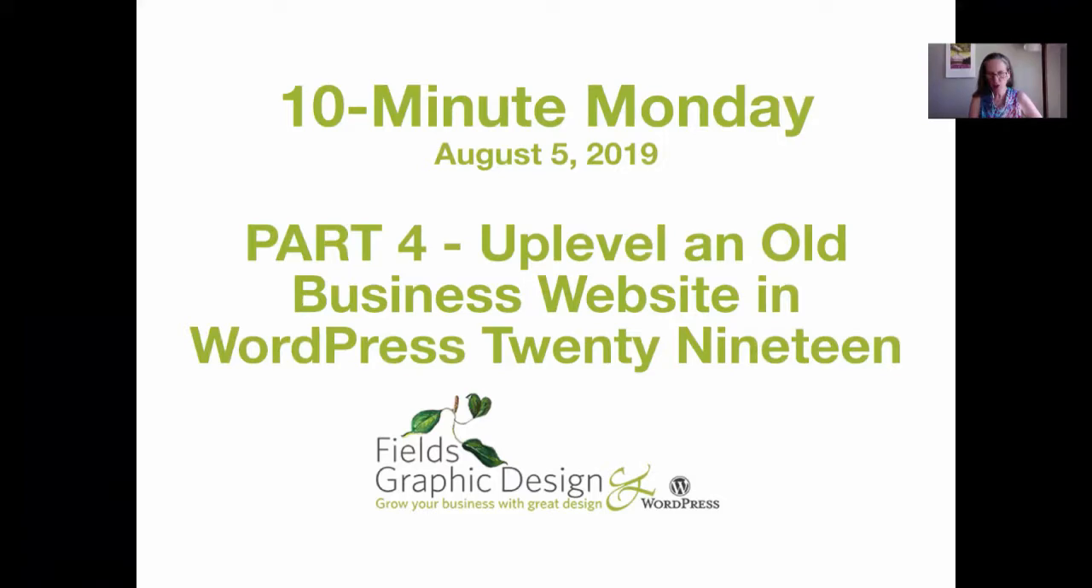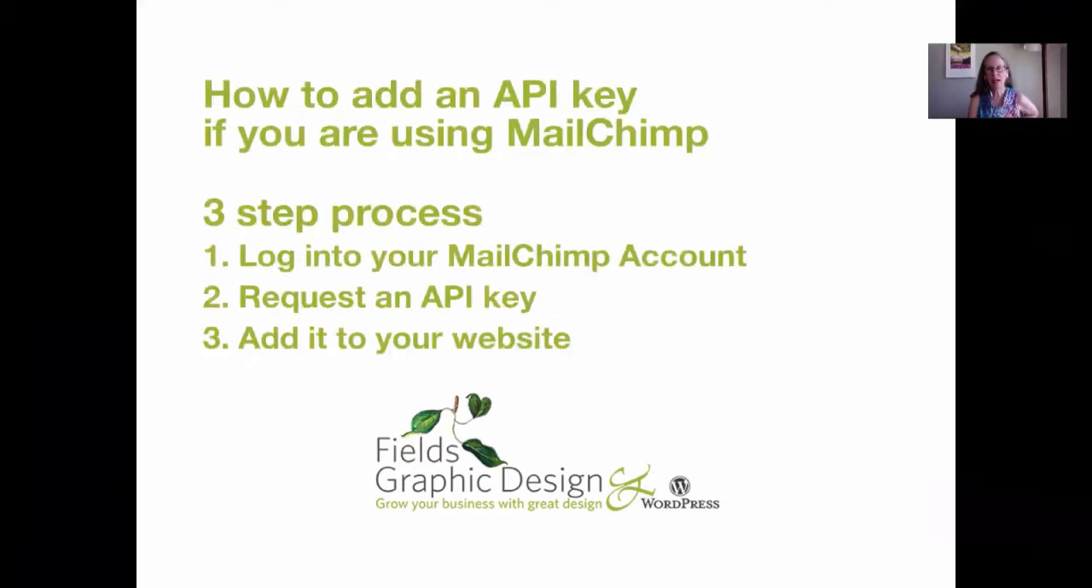Part four of up-leveling an old business website in WordPress 2019. And my customer happens to use Mailchimp. Many people do use Mailchimp because they know that it's free and it's a way to start building their list without having to pay money and to see whether or not their product has any legs. Mailchimp is a very popular platform, and as a result of it being popular, Mailchimp and Gutenberg now have a new relationship, Mailchimp and WordPress.